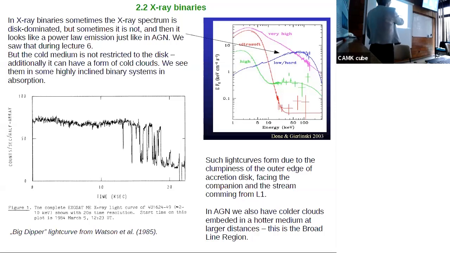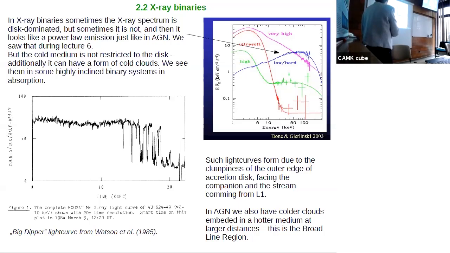But nevertheless, most of the energy now is in that component. So that has to be very close to the black hole. And we will talk about it more. On the other hand, multi-phase medium can also exist at larger distances, because, you know, it's really quite a generic property.